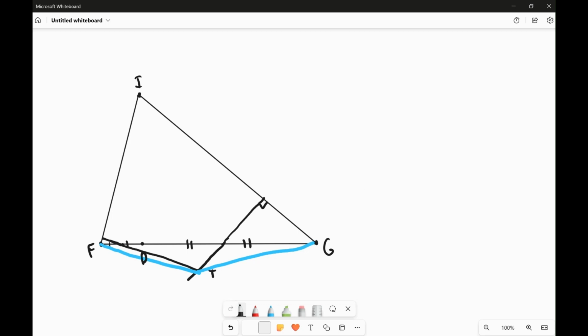Hello everyone, and in this video, we're going to be taking a look at a problem from the USAMTS, and it's a really nice geometry problem. So without further ado, here it is.